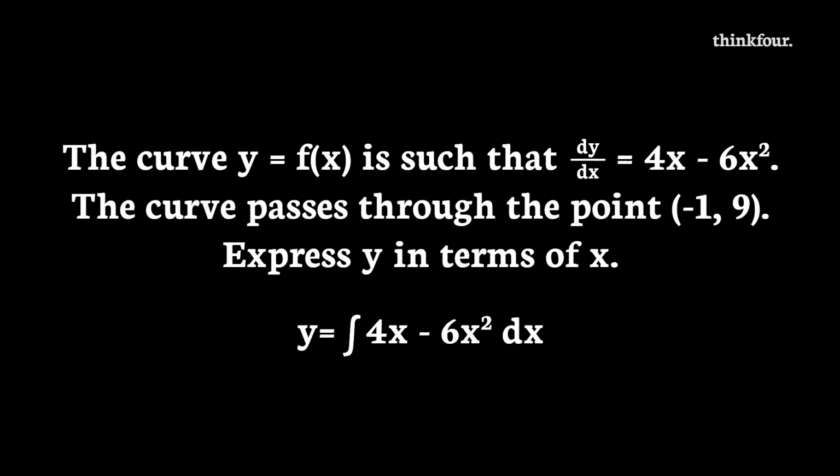In this question, the curve y equals f of x is such that dy by dx is 4x minus 6x squared. The curve passes through the point negative 1, 9. You're asked to find y in terms of x. The question has a differential equation, so you need to integrate to find the function.